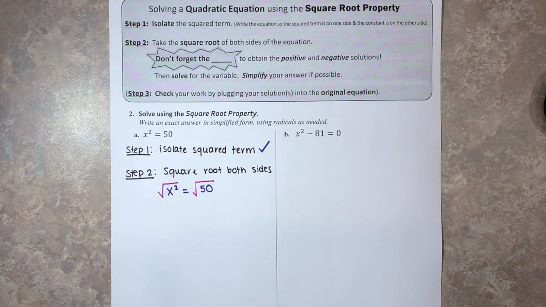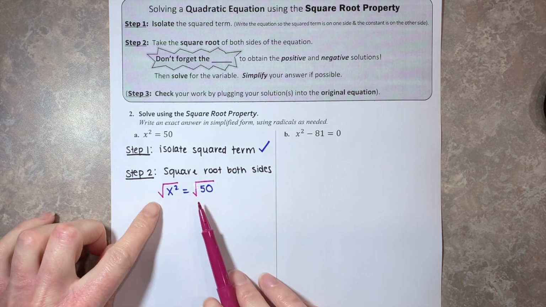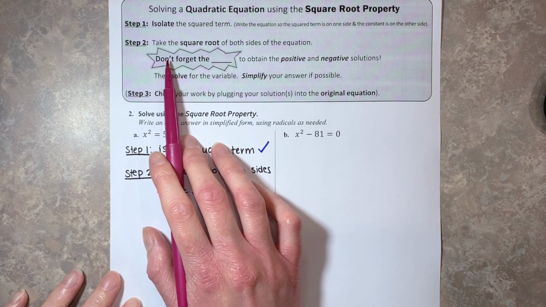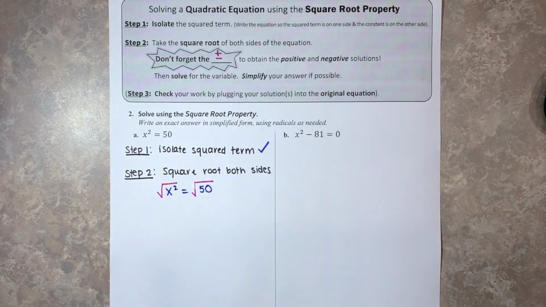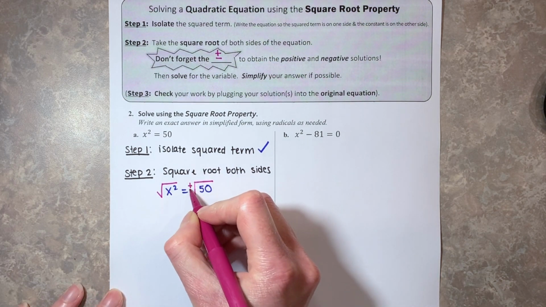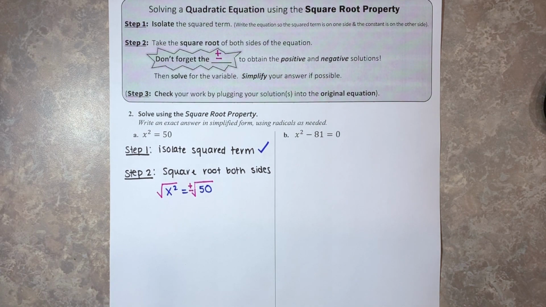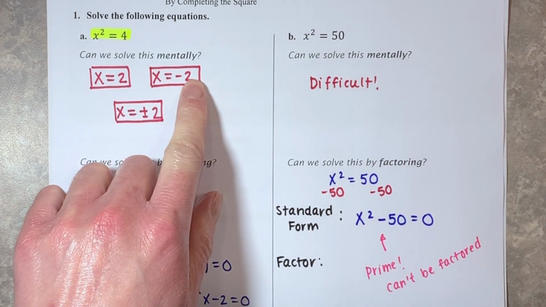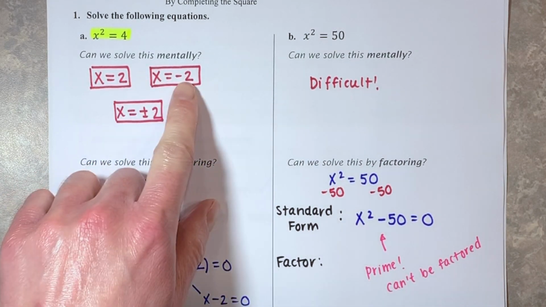Now, right here is where a very common mistake happens, and that is anytime in any math problem, if you take the square root of both sides of an equation, you need to add a plus or minus in order to obtain the positive and negative solutions. So let's add that right here. Don't forget the plus minus. And we generally put the plus or minus on the side that has the constant. So I'm going to put the plus or minus right here. If we look back at the first problem we worked through, we see that we had a positive and a negative solution. So that plus or minus is going to help us get the positive and the negative solution.